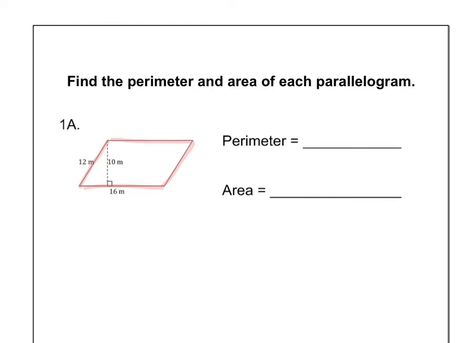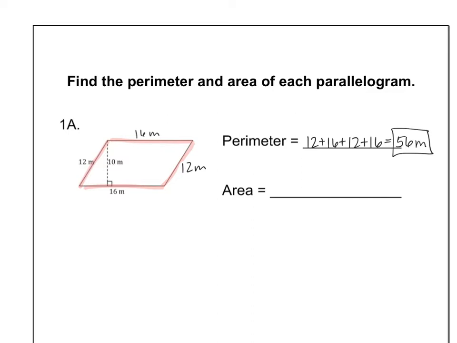Now, if this is a parallelogram, opposite sides are congruent. We learned that a few units ago. So this side over here is also 12 meters, and this side up here is also 16 meters. Opposite sides are congruent. So to get the perimeter, we're just going to add 12 plus 16 plus 12 plus 16. Add up all of those sides. And I just typed it into my calculator, and I got 56. Now we want to label this. This is the distance around the outside of the shape, and so that would be meters. It's a length.